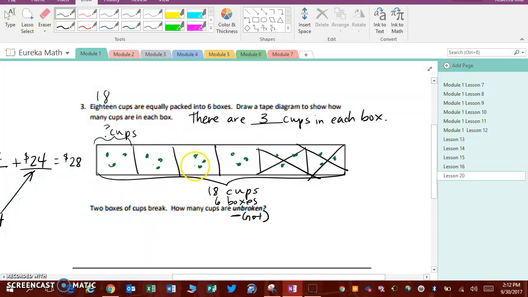Well, I've got 1, 2, 3, 4 groups times 3 in each group. That tells me 12. So there are 12 unbroken cups.